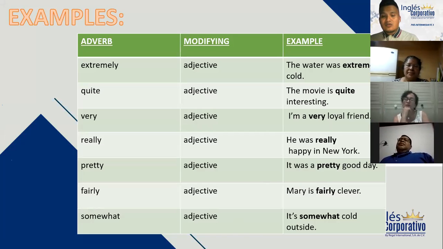In this case, we are going to use it as an adverb. Let's go to the example that says, it was a pretty good day. Muy. But it cannot be together, pretty, pretty. She was pretty, pretty. No. Maybe pretty beautiful or something. Pretty good.